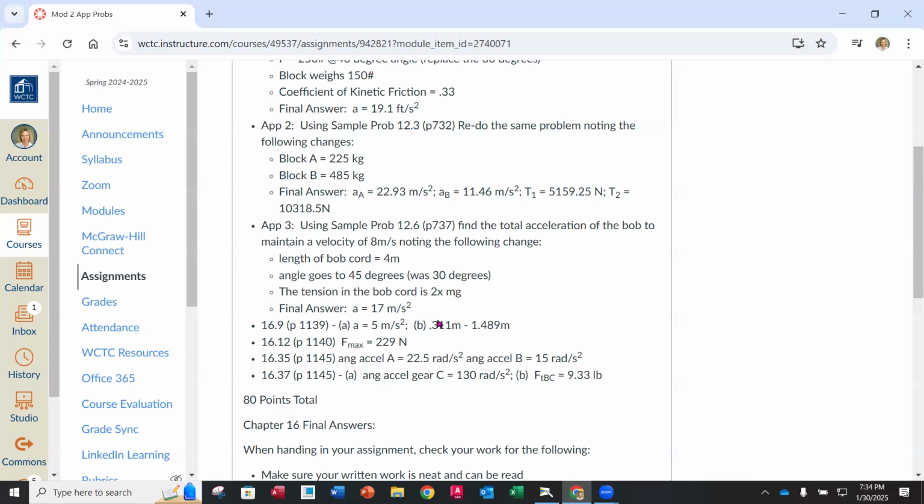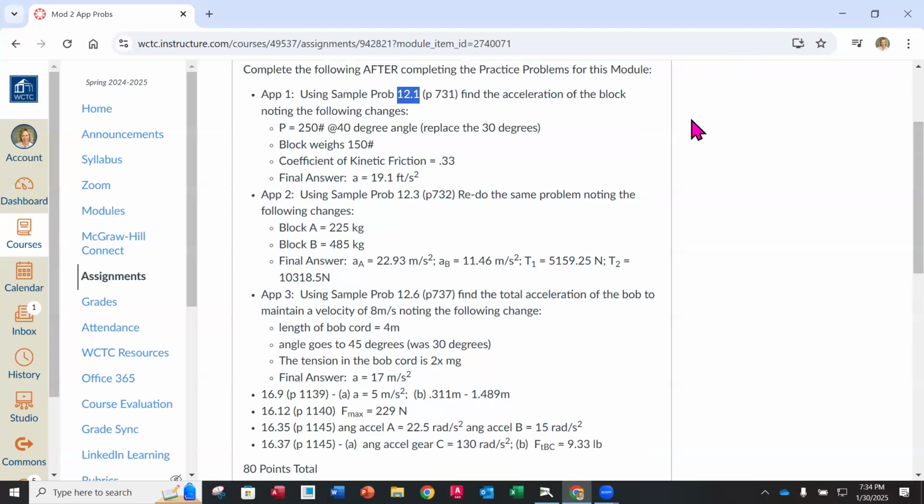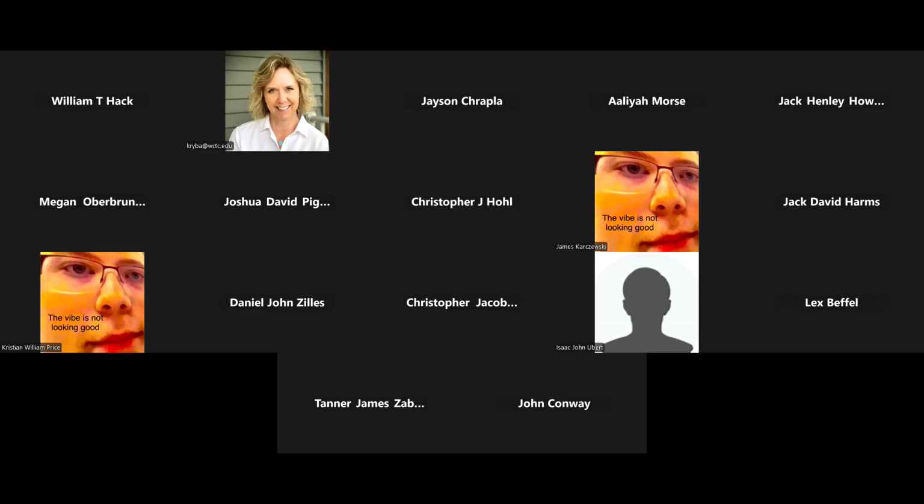This one too is very similar, but a little bit different, so make sure that you note the changes that I made there. So that is actually what I wanted to go over this evening. I am going to stop sharing and I'm just going to check.